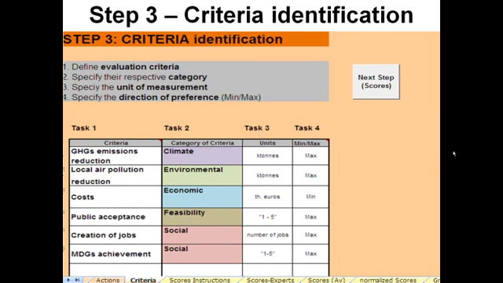Then the next one is the criteria identification or objectives identification. We could identify a variety of criteria ranging from climate to environmental, economic, feasibility related like technical feasibility or public acceptance, to more social criteria like creation of jobs or achievement of Millennium Development Goals. As you can see here, we need to identify also the different units, and you can see that we have different units for different evaluation criteria.